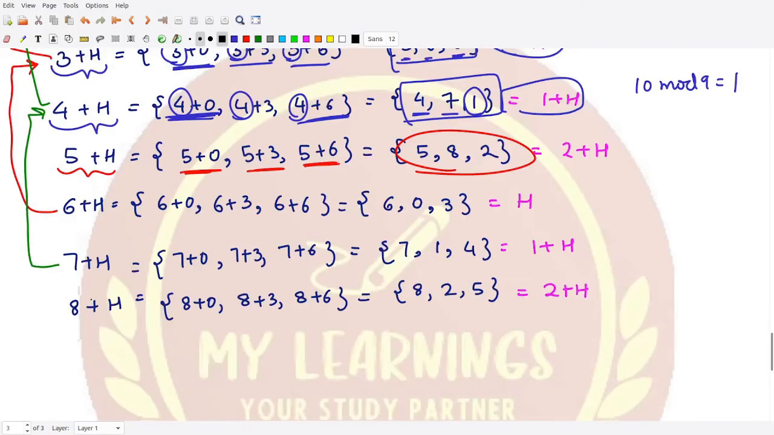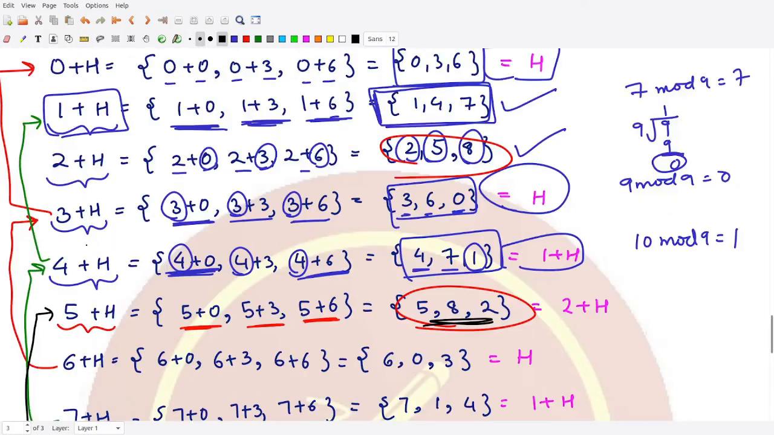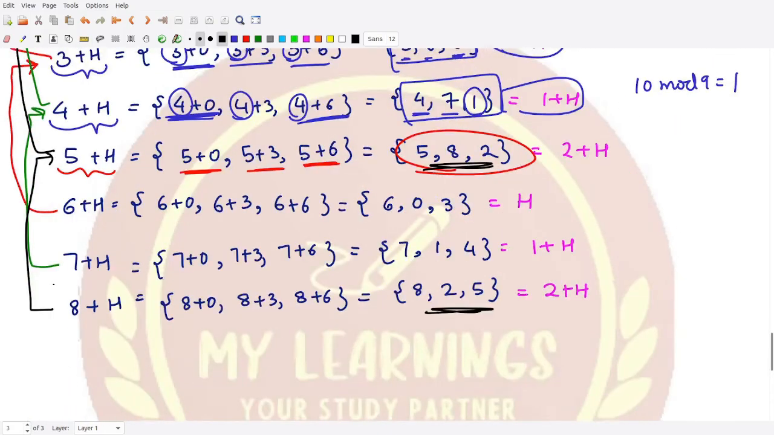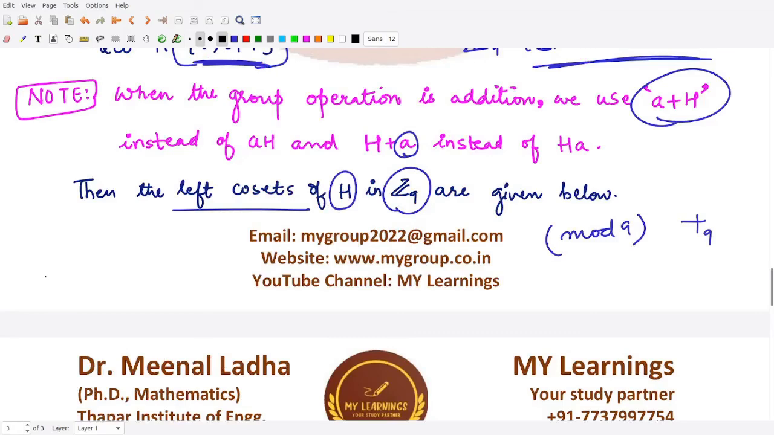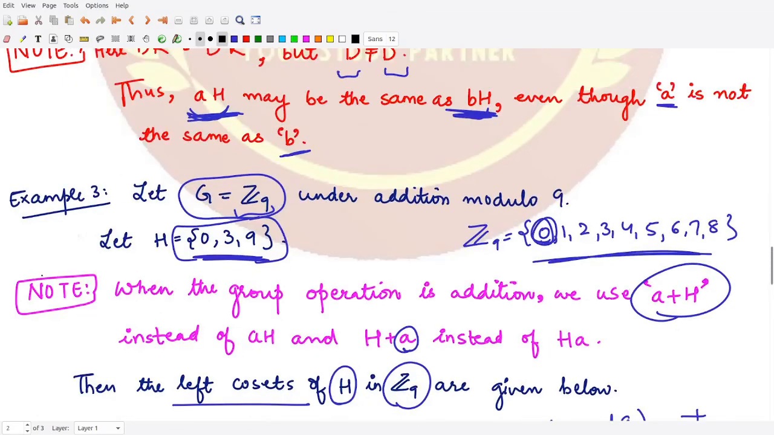And you can see that 8 plus H is the same as 5 plus H, and again this is the same as 2 plus H. So these are the distinct left cosets of the subgroup H in G.